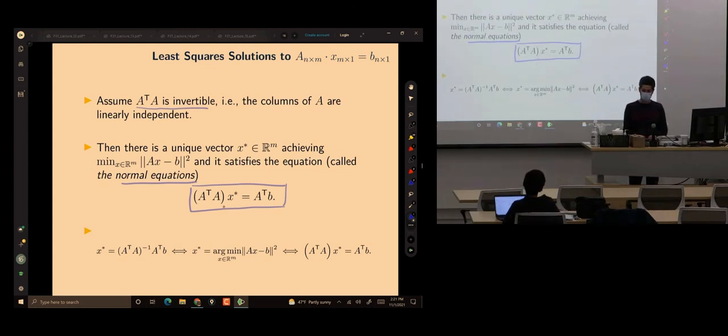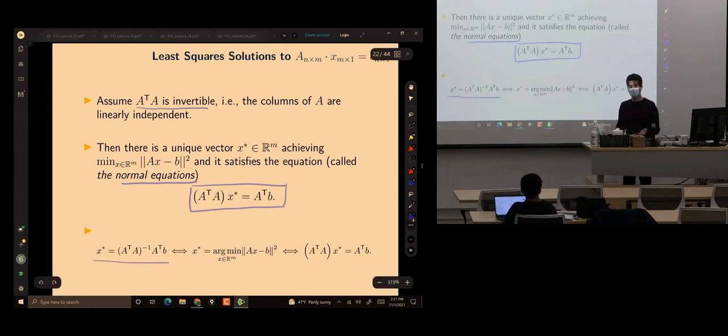So both sides are multiplied by A transpose, and we know A transpose A is invertible. So in fact, we can solve for x, right? But for large problems, we don't invert the matrix directly. If it's a small problem, you can do that. So this gives us a way to solve for the minimum error solution, the least squares solution.